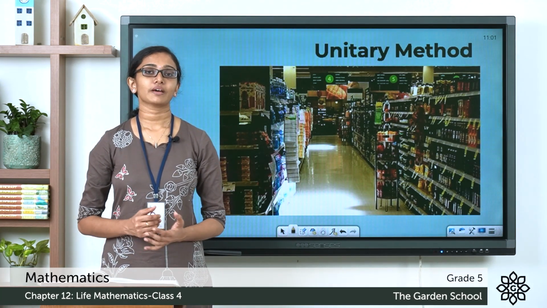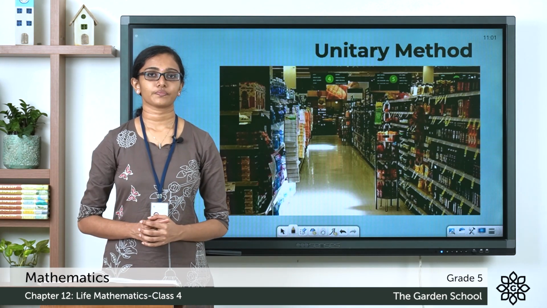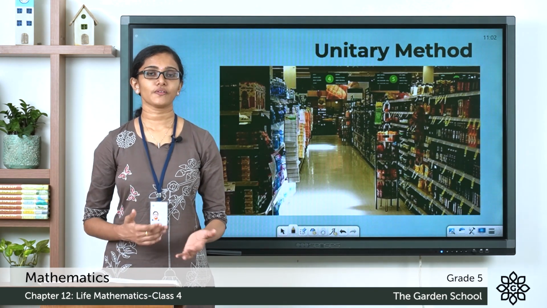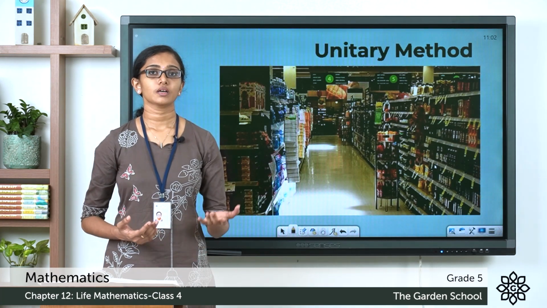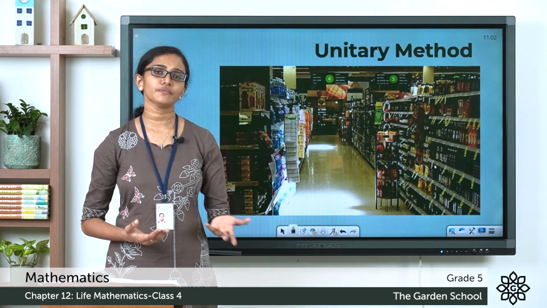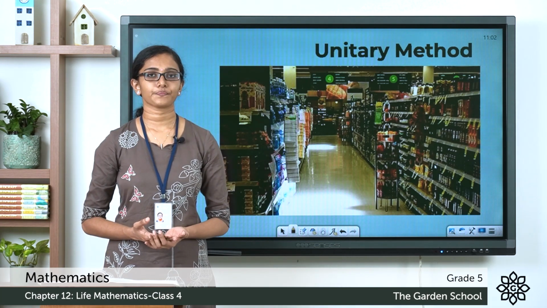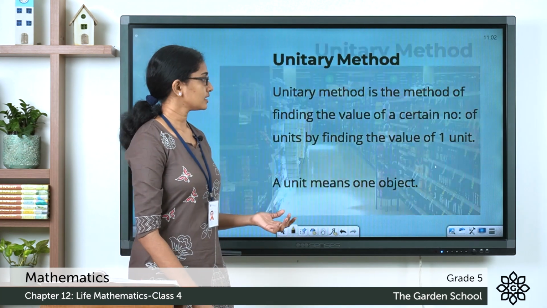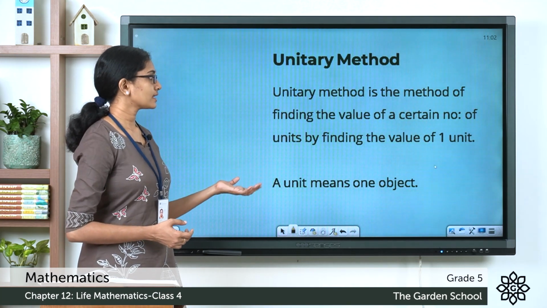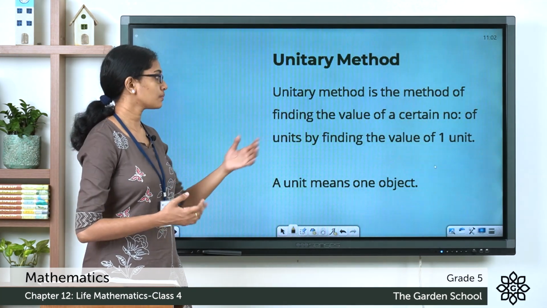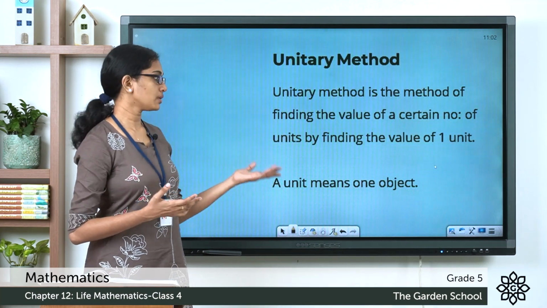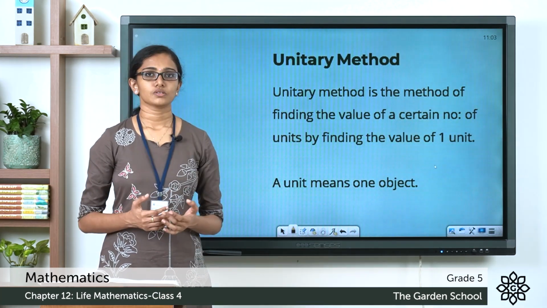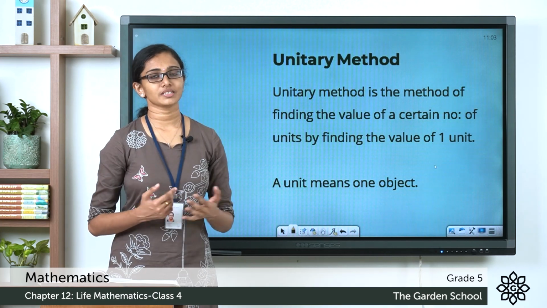Let's learn a method called unitary method today. This is a method to find the value of a required number of units given the total value of a few number of units of the same object. So, unitary method is a method of finding the value of a certain number of units by finding the value of one unit. Here 1 unit means one object. So let's get to know the method using some examples.